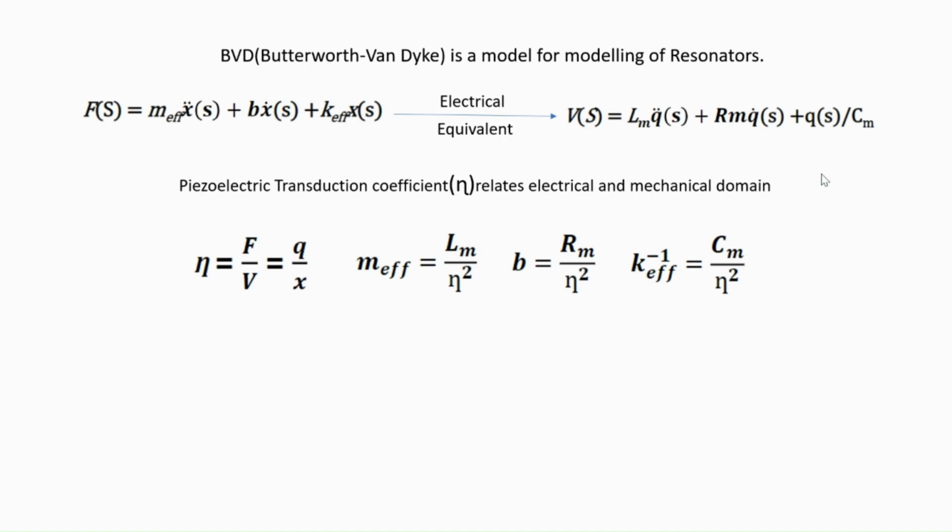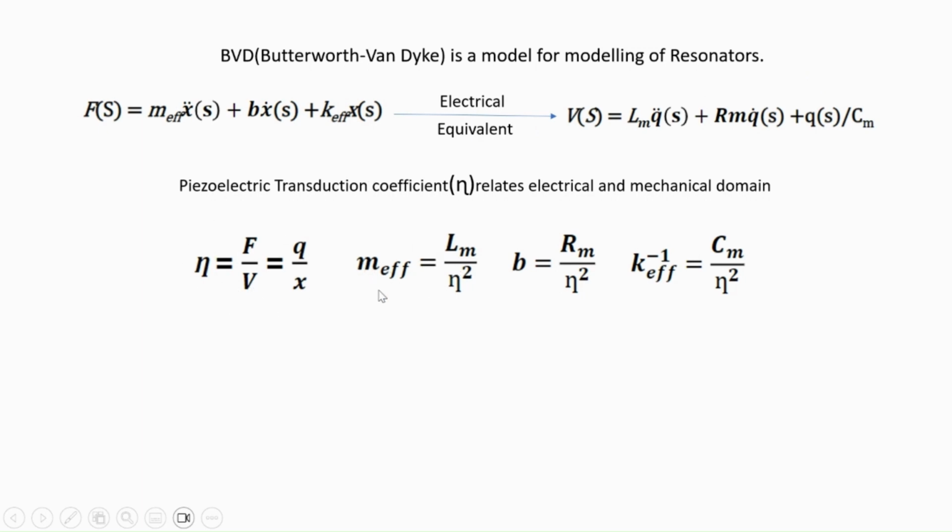Q by X: if you are applying a displacement, it is generating a charge. That strain is producing a charge, and that charge separation is what is generating electricity, or voltage. So Q by X you can call the direct piezoelectric effect, where with displacement you're generating charge. The indirect piezoelectric effect is where with voltage you're generating force, or a strain. That is what these two equations mean.